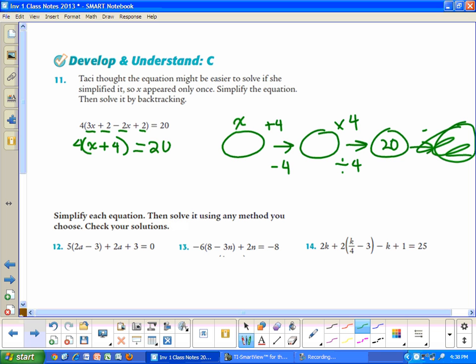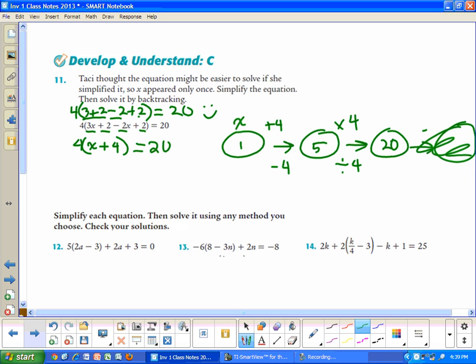So 20 divided by 4 is 5. And 5 minus 4 is 1. So x is 1. And we'll just check that in the original equation, make sure that works. 3 times 1 is 3, plus 2 times 1 is 2. And hopefully that will equal 20. 3 plus 2 is 5, minus 2 is 3, plus 2 is 5, times 4 is 20, so that works.